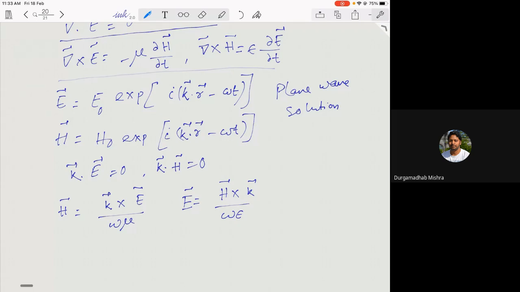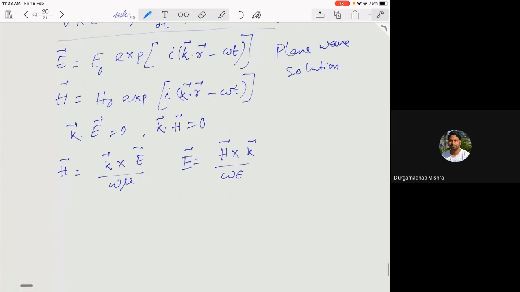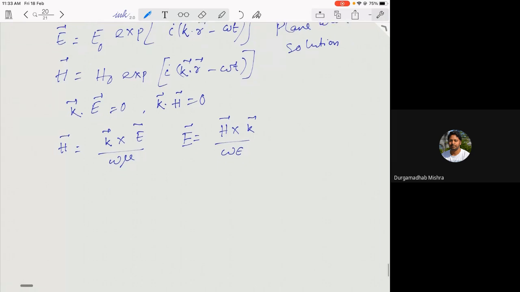Okay, so there is also a relation between E and H. We can calculate the amplitude of electric field if we know the amplitude of magnetic field, and vice versa. And what is the relation? H0 is equal to K by omega mu times E0. You obtain it while solving this Maxwell's equation. I think you have done that exercise many times. So this is what you will get.